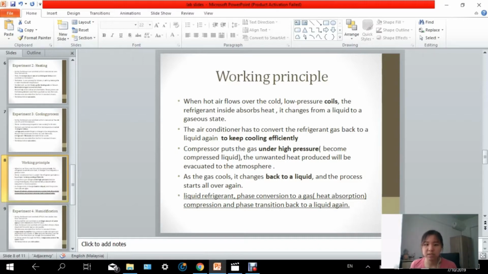So the compressor puts the gas under high pressure so it can make it become compressed liquid. Then when the gas cools, it will change to liquid. So the conclusion is the liquid refrigerant will change to gas by the heat absorption, and the compression will make it back to the liquid again.